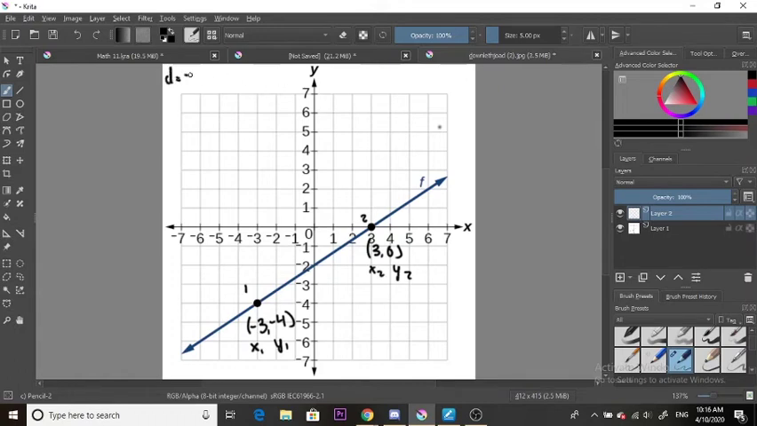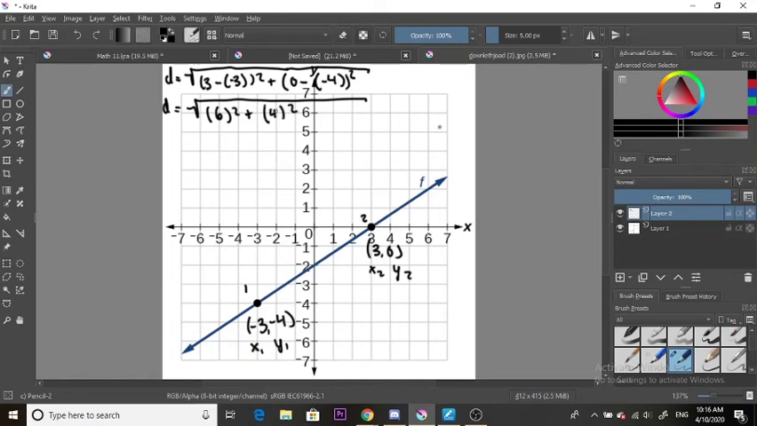So let's put that into our formula. We have 3 minus -3 squared plus 0 minus -4 squared. Oops. That's supposed to be here. So once again, do inside your brackets. 3 minus -3 is going to give us +6. 0 minus -4 is going to give us +4.